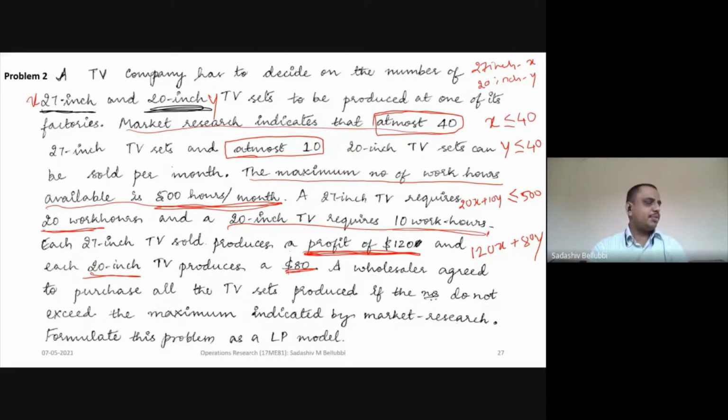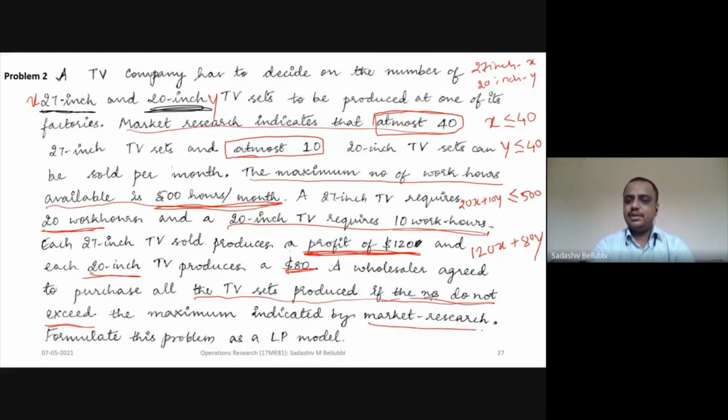This is how to read the problem, and for each problem statement we need to write the constraints as well as the objective function. The next one: a wholesaler agreed to purchase all the TV sets produced if the numbers do not exceed the maximum indicated by the market research.